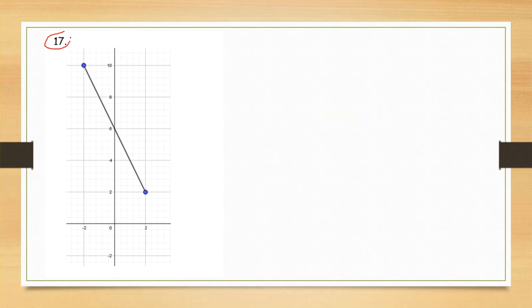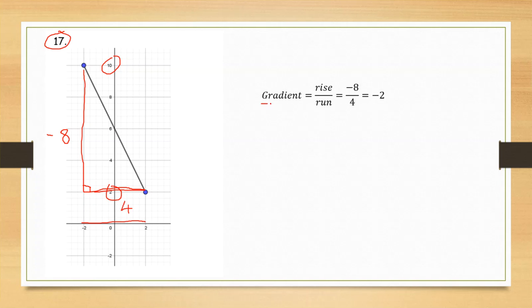For question 17, we can draw in the right angle triangle. We need to find the rise. So this one's going down, so it's negative. It goes from 10 down to 2. So it actually goes down negative 8. The run goes from minus 2 to 2, so that's actually 4. So our gradient is minus 8 over 4, which is minus 2.